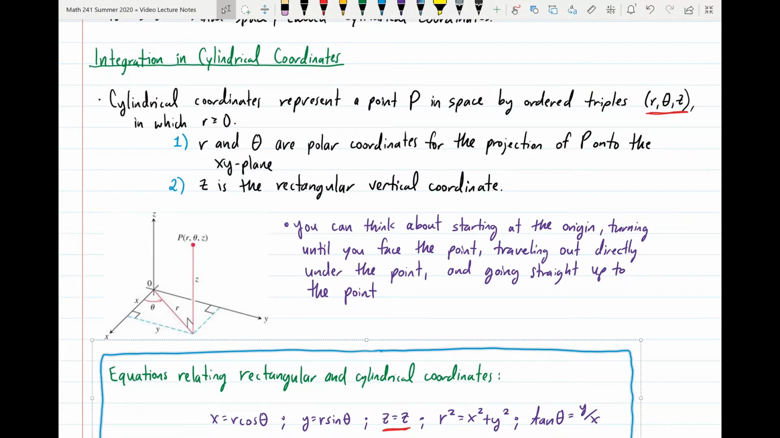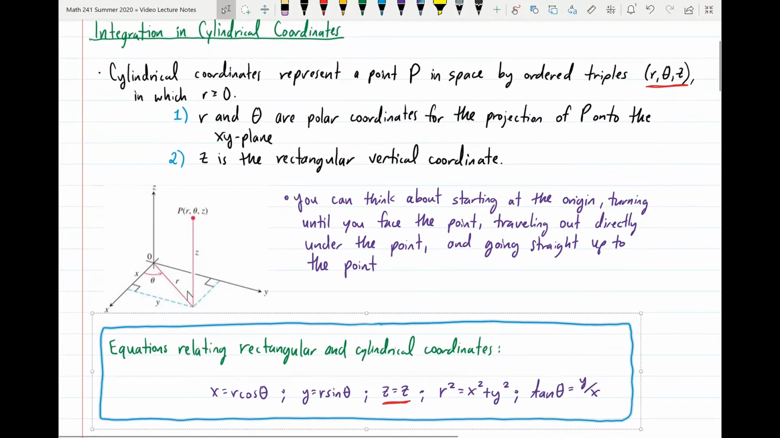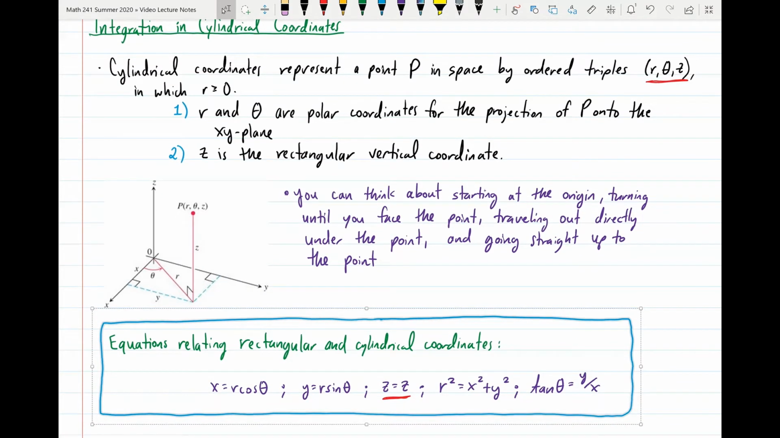So there are a couple of different ways to think about this intuitively or practically. The first way, maybe you want to think of yourself standing at the origin and you turn theta degrees from the x-axis until you're facing the point P in space, like you can see in the diagram here to the left. After you turn and you're facing the point, then you can walk out r units in that direction until you're directly underneath your point, and that'll give you your coordinate r. And then finally, you can go directly up or down z units, depending on whatever your coordinate z is, until you actually reach the point. So that's one way to think about it.